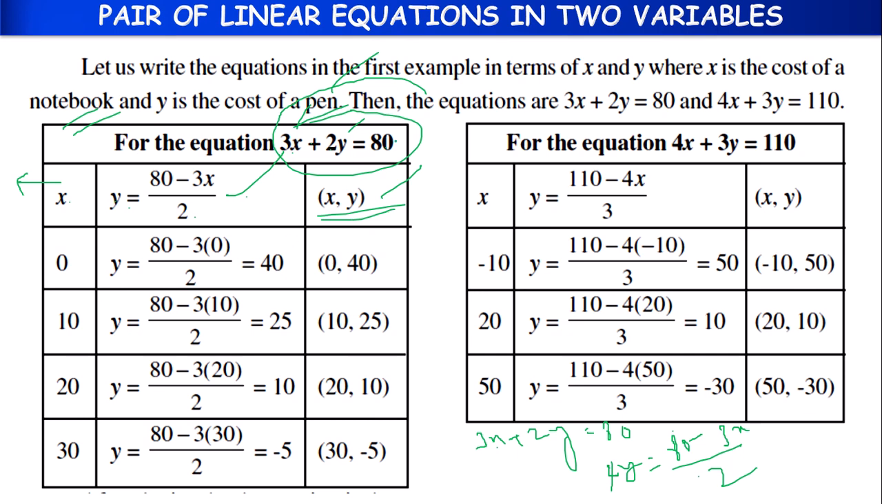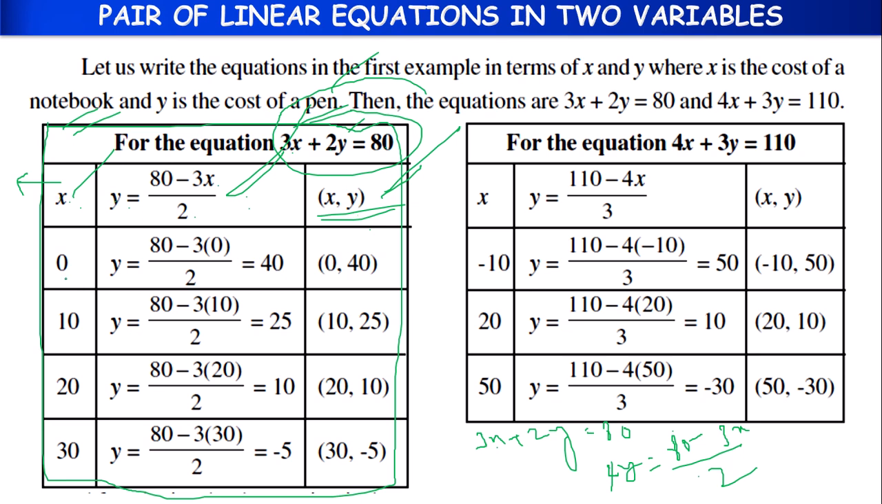So for solving these two equations, children, we are solving them with the help of a table of values having three columns. In the first column we have X, in the second column we have Y, in the third column we have X comma Y, the ordered pair.